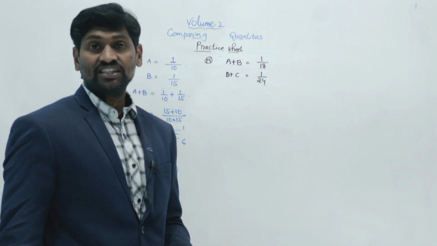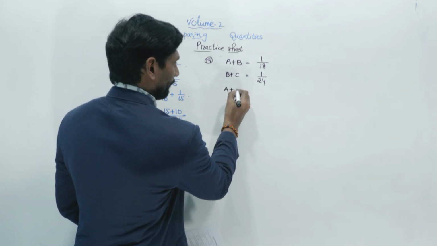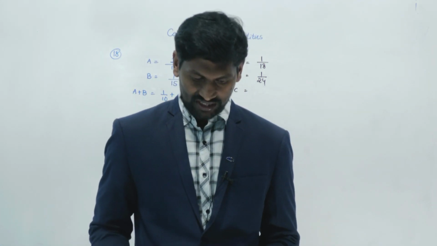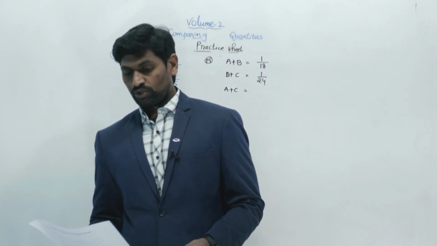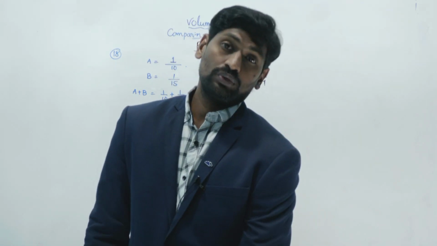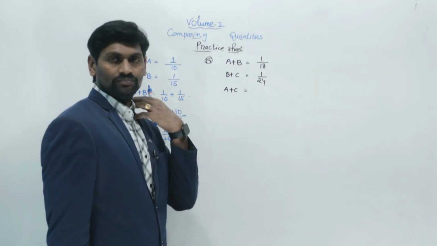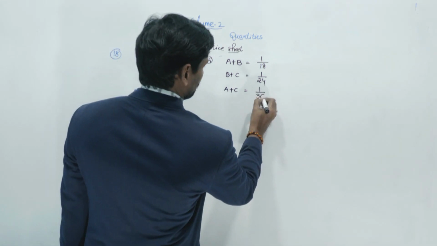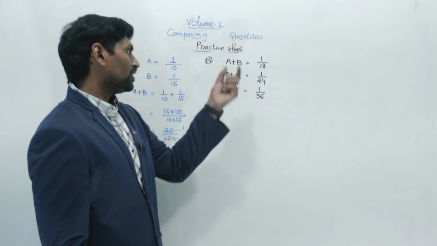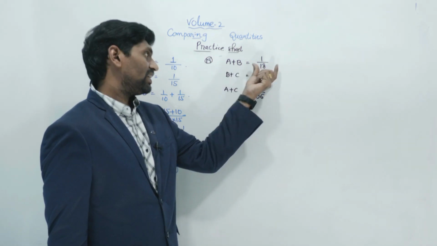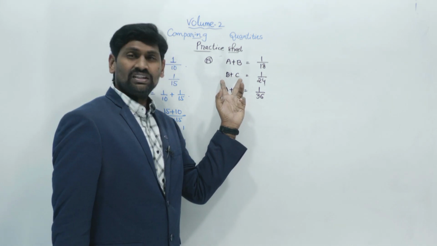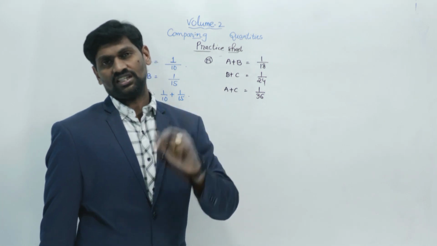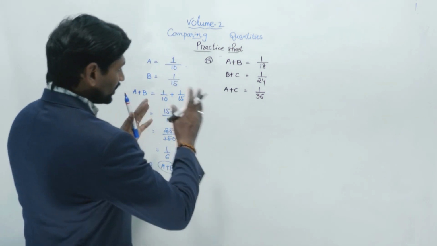And then A and C together can complete the work in 36 days. Then we need the number of days if A, B, C together finish the work. So if A and B, only two persons, complete the same work in 18 days, B and C working together complete it in 24 days, and A and C working together complete it in 36 days, now we need to find all together.